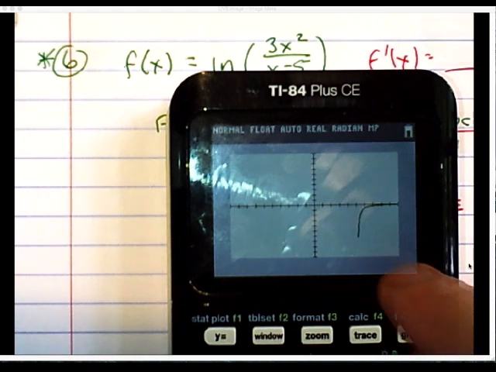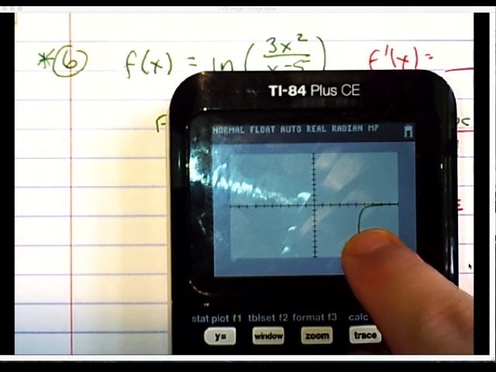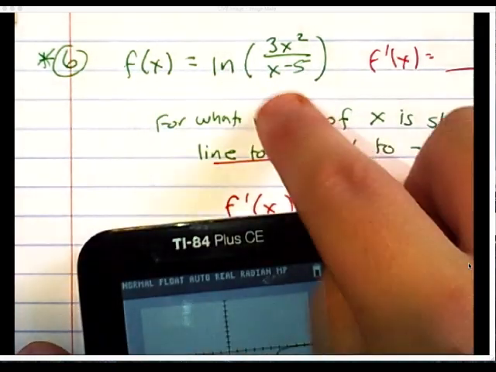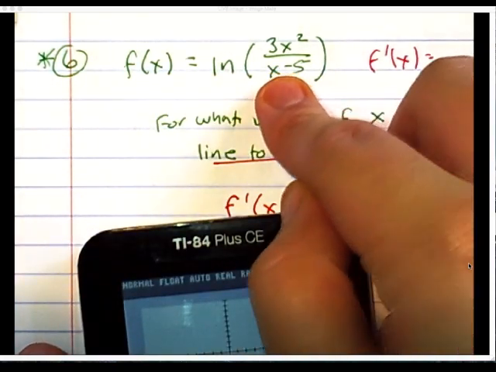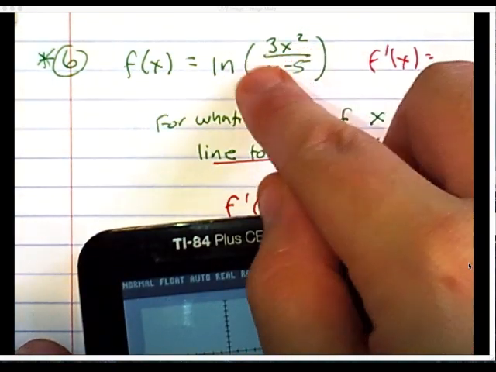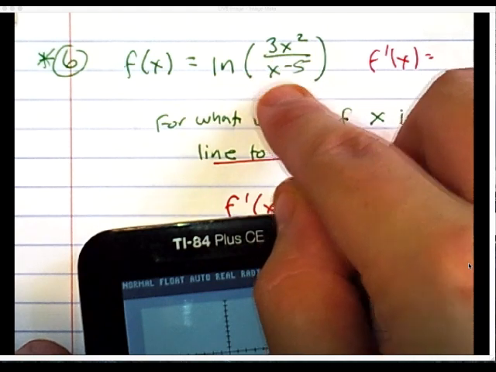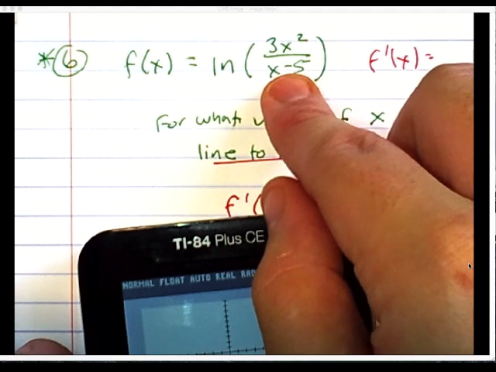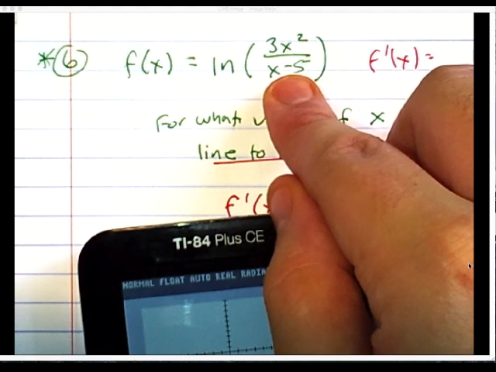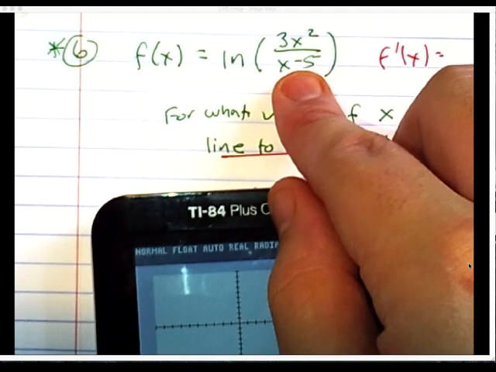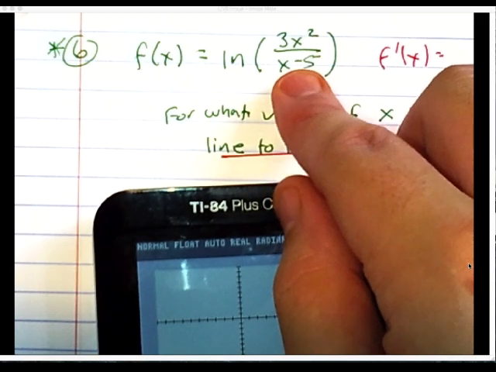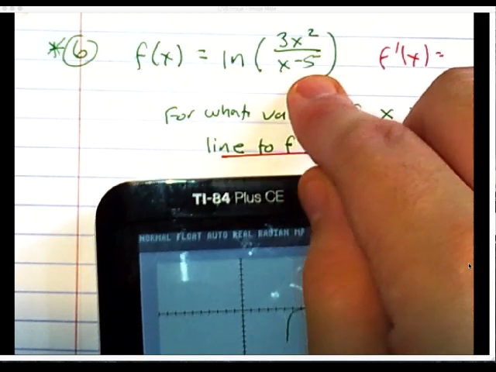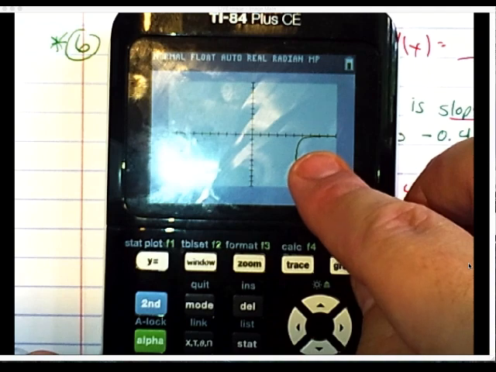You might ask yourself, why is it starting at an x value of 5? Because if x was anything less than 5, then this denominator would be negative, which would make the whole thing negative. But you're not allowed to take logs of negative numbers. So that's why x has to be bigger than 5. That's why the graph starts at an x value of 5.